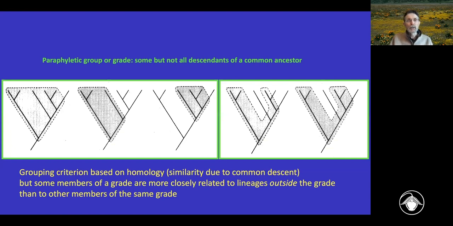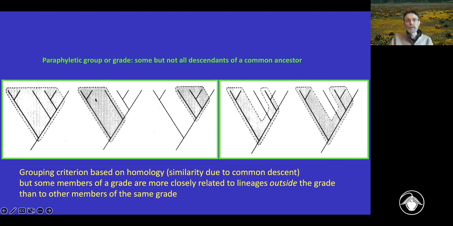And I bring this up in part because there is another common outcome when one looks at relationships among members of traditional genera or families, for example, and that is that those often turn out to be what we call paraphyletic rather than monophyletic. So a paraphyletic group is also called a grade rather than a clade. And it's basically defined as including some but not all the descendants of a common ancestor.